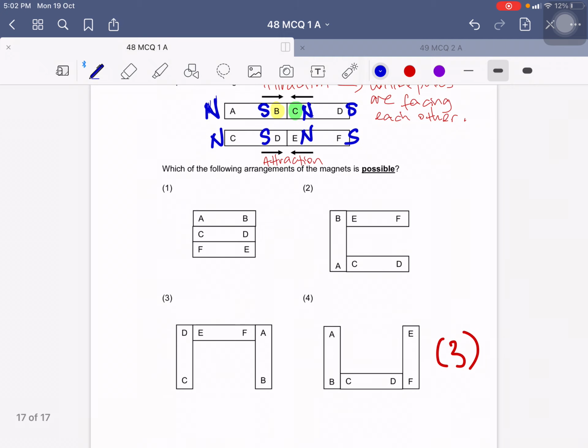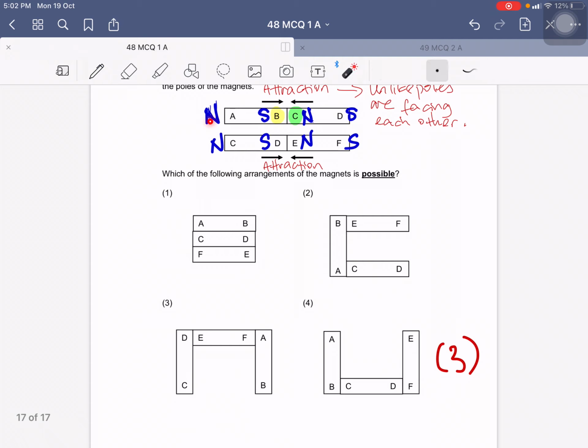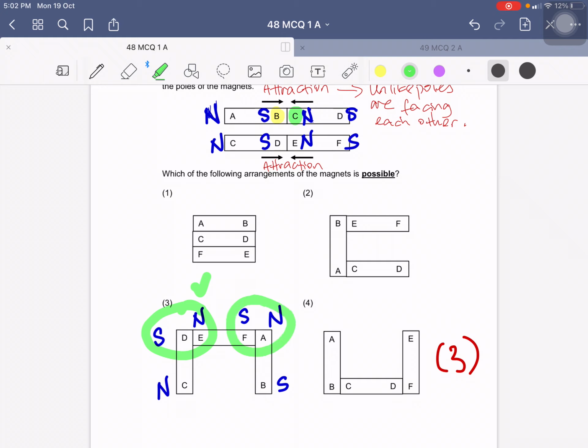So if you put all this north and south into option number 3, you can see that it is possible. So let's try it out. Okay, so C is north, this is south. E is north, so south. A is north, B is south. So looking at this part, attraction, that's correct. Looking at this part, unlike poles, attraction, so that's correct. Okay, so you try out the other 3 of them, 1, 2, and 4.